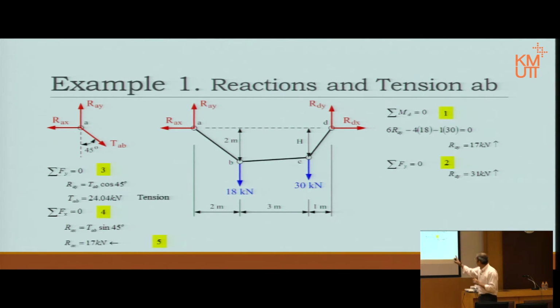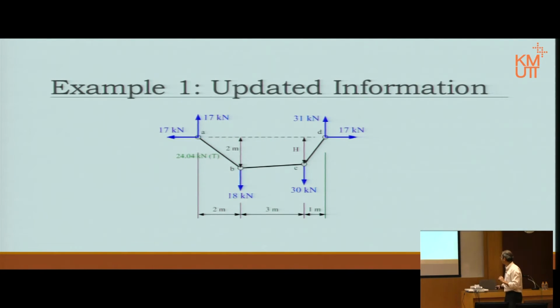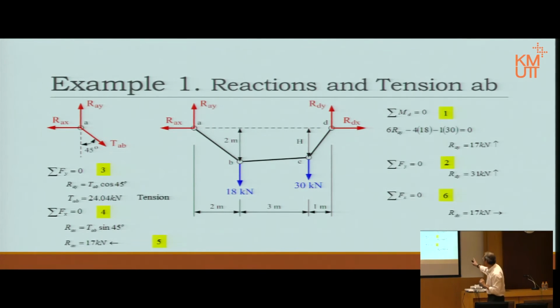Now, if we know RAX, come back to the free body diagram on the right-hand side, the big picture. Then I can use sigma Fx here. Sorry, too quick. So, we know RAX, then we can find RDX, right? Because they must cancel out, become 0.